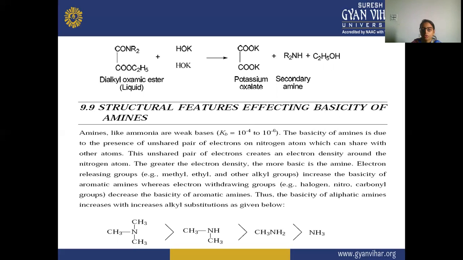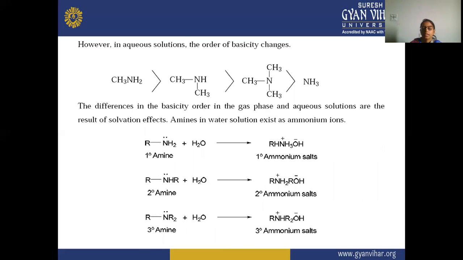So electron releasing groups, that is methyl, ethyl, and other alkyl groups, increase the basicity of aliphatic amines, whereas electron withdrawing groups decrease the basicity of aromatic amines. Thus, the basicity of aliphatic amines increases with the increase in alkyl substituents, as given below. In this case, the tertiary amine has more basicity, then the secondary, then the primary, and ammonia is the weakest base. Next, however, in aqueous solution, the order of basicity changes.